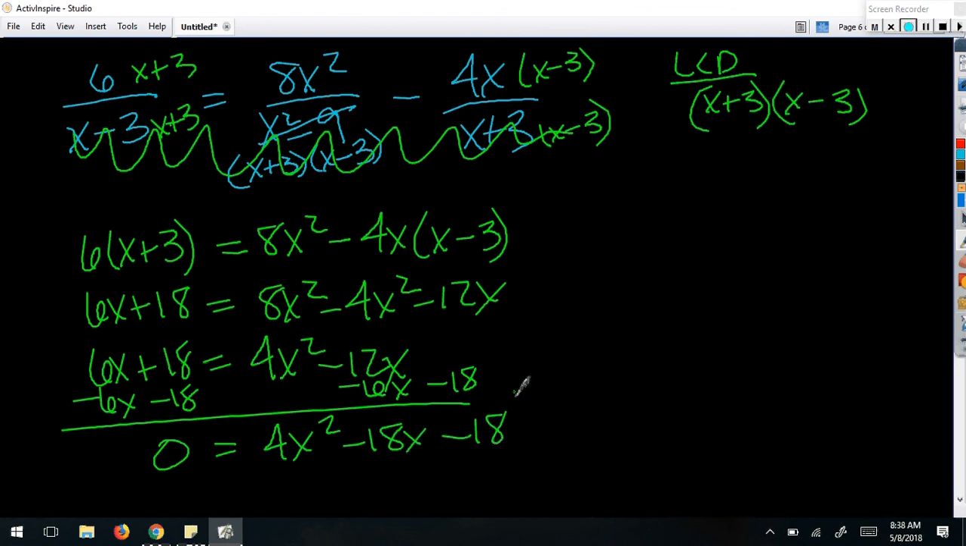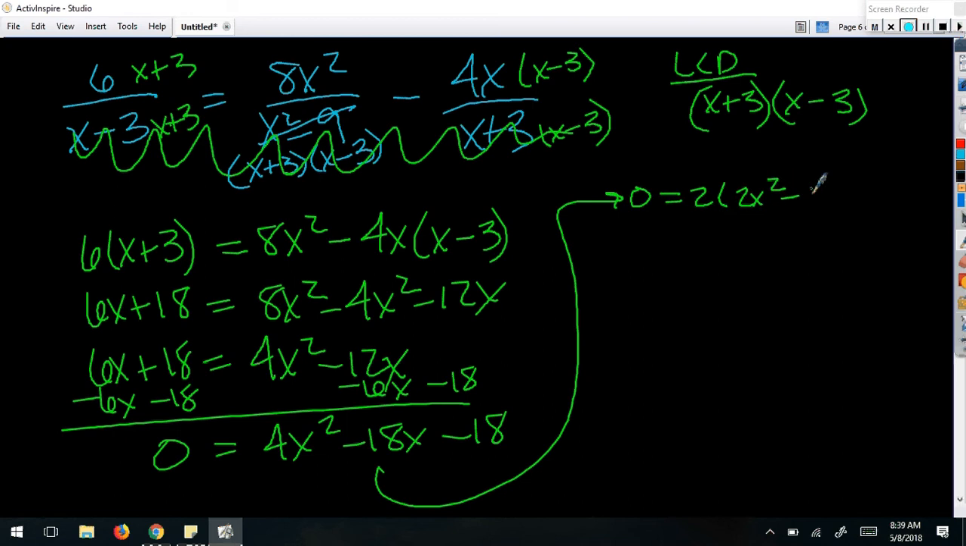Wait, you don't solve for x? I am. That's what I'm getting to. At this point, what can I take out? 2. 2x squared minus 9x minus 9. Why don't you just pull the x's on that side? Because you have the squareds there.